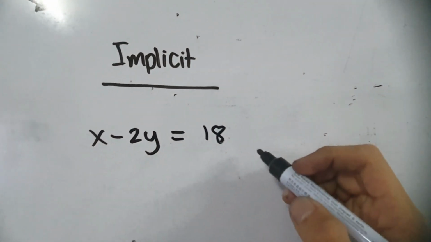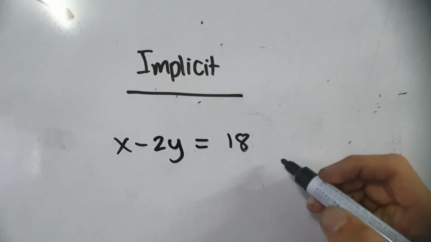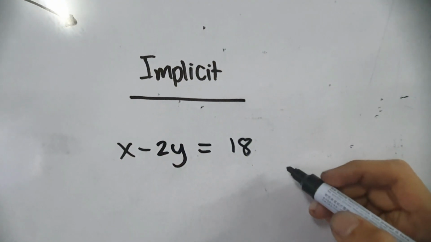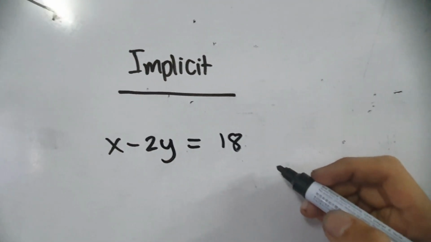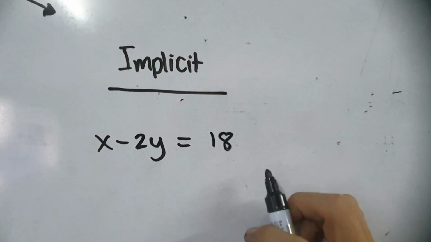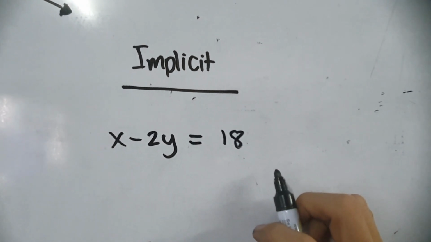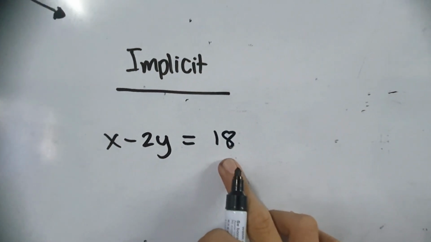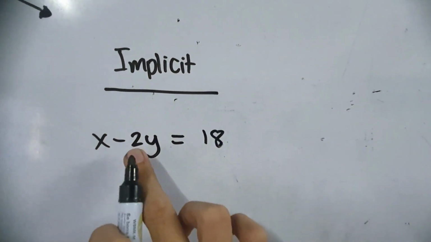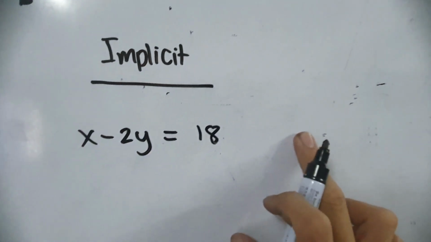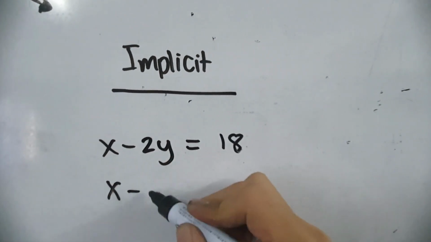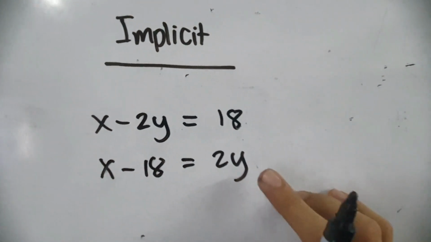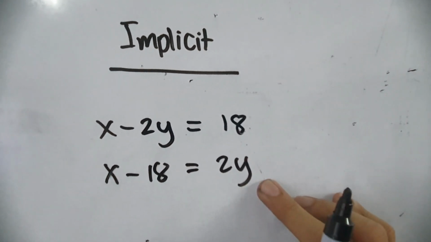Normally, what we're going to do is isolate y on the left side of the equation and transpose all of the other terms to the right side or left side. It depends upon you which side you'd like to see the value of y. So in this example, I could transpose my 18 to this side of the equation and transpose my negative 2y to this side of the equation, which will give me x minus 18 equals 2y. And now I can divide both sides by 2.